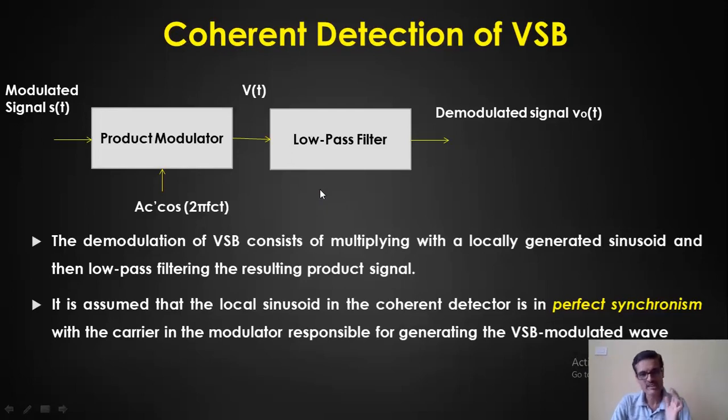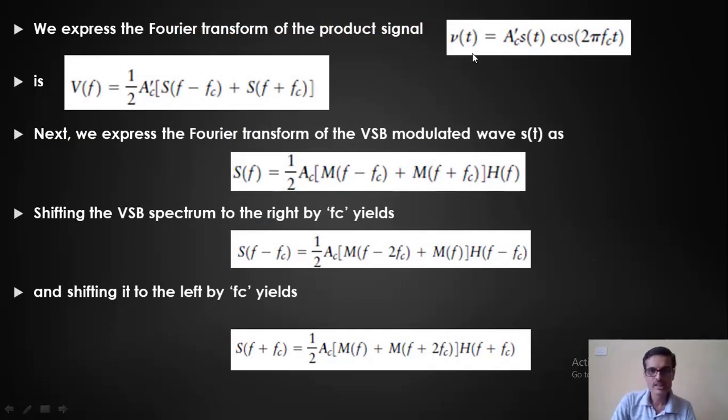Now let us understand this concept with a derivation. I have V of t, which is S of t, a VSB signal, multiplied by A_c' cos 2 pi f_c t, where A_c' cos 2 pi f_c t is your local carrier. If I take the Fourier transform of this signal, what I'll get is half of A_c' times S of f minus f_c plus S of f plus f_c. That means S of t will be shifted by f_c, right? Because I'm multiplying S of t with cos 2 pi f_c t, so the spectrum of S of t is shifted by f_c. That's what V of f is equal to.